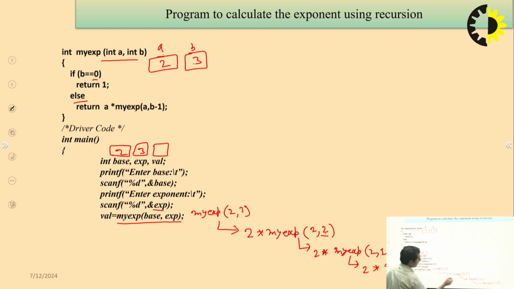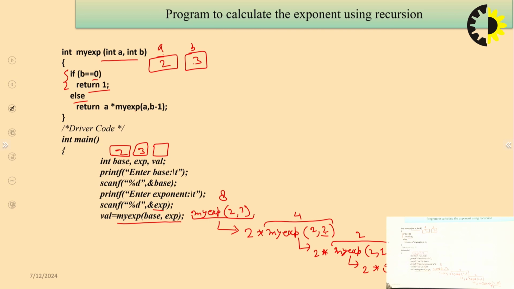Now the value of b is 0, so the base case will execute and return the value 1 to its calling function, so we will receive 1 here. This calculates 2 into 1, that is 2, and the value is returned to its calling part. Now 2 into 2 is 4, which comes into its calling part. Now 2 into 4 is 8, returned to its calling part, so here we will receive the value 8.